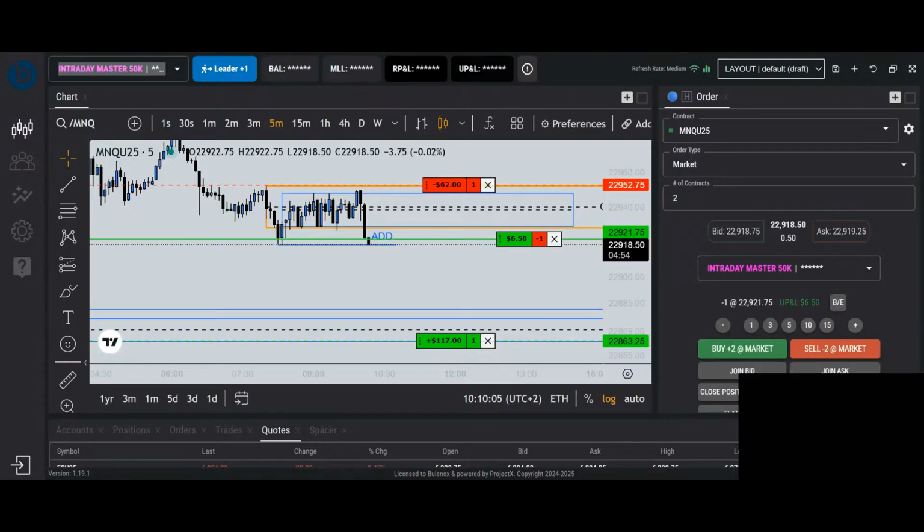If we close below and then there's a nice candle, I will add, of course. I want to see it go completely to the lows now.